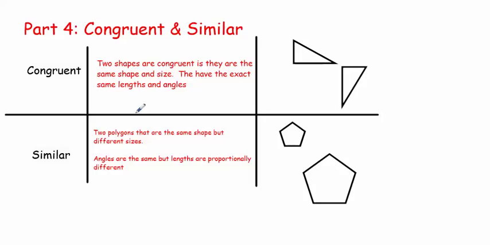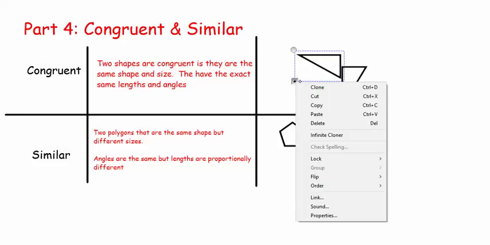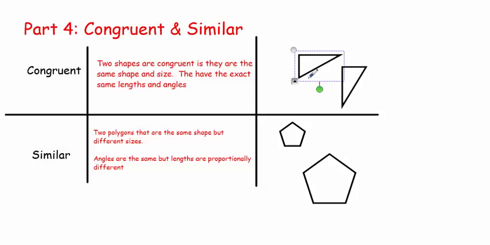It might have been rotated, like if I look at this shape here. So this is the exact same shape. It might have been rotated. It might have been flipped. Let's flip it left to right. It might have just been moved. But it is the exact same shape. They have the same length, the same angles, everything.